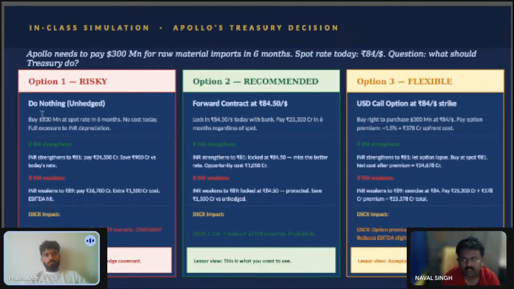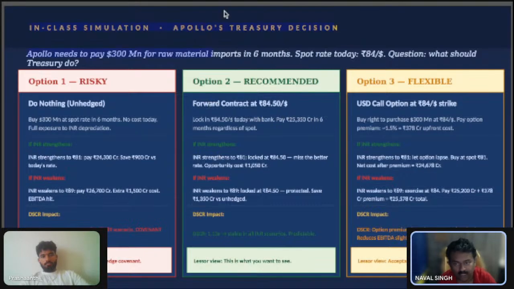If they do nothing, then if the rupee becomes stronger, very good. Then they have to pay less money. If the rupee becomes 85, 89 rupees, they're very good. If the rupee becomes weak, then they are exposed. Recommended is a forward contract, where they go and sign a forward contract with Central Bank of India, Punjab National Bank, or whatever, and buy dollars from them, not from the market. They say to Punjab National Bank that we will buy 300 million worth of dollars from you, but at this price, 92 rupees, 91 rupees, whatever, at the current price.